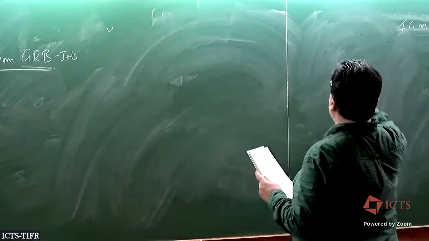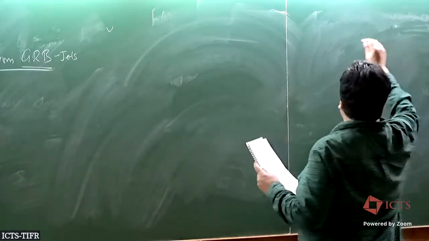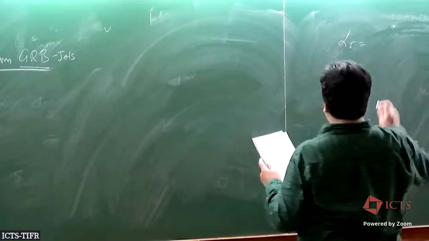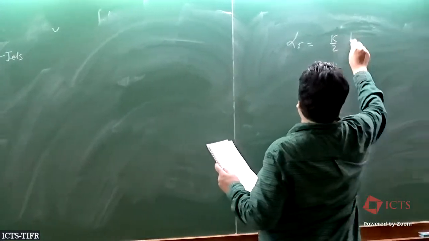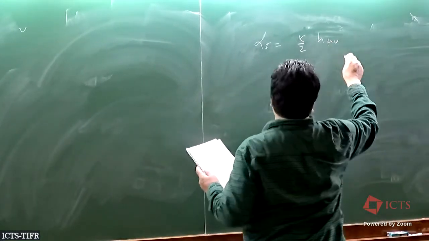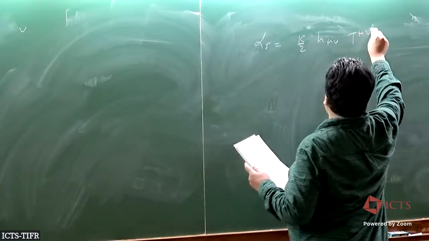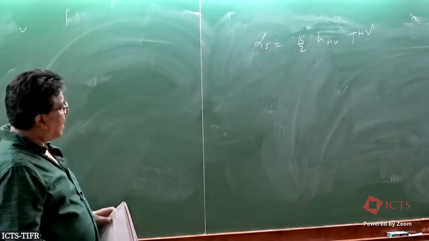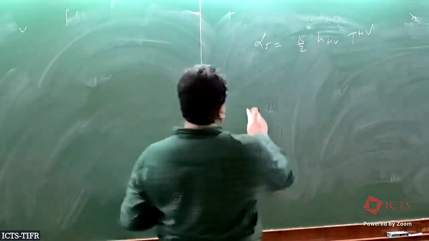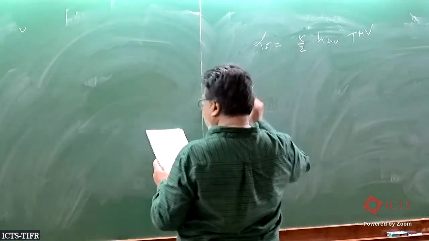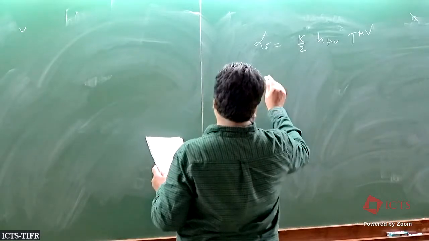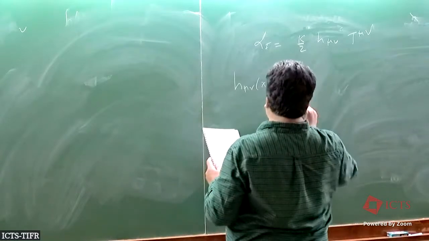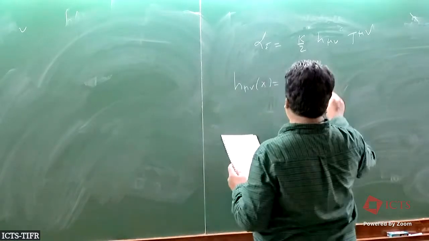So I start with this equation now, that my interaction is kappa by 2 h mu nu T mu nu. So I will write my h mu nu x as a sum over the polarizations.